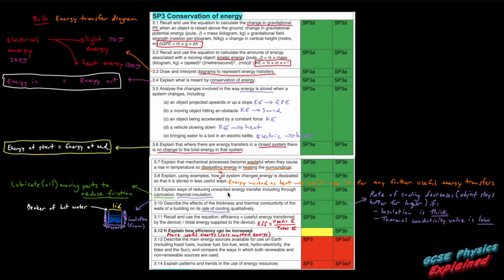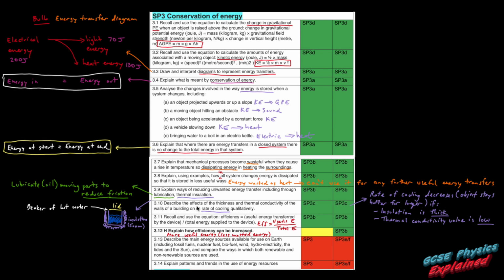Explain ways of reducing unwanted energy transfer, including through lubrication and thermal insulation. Lubrication just means using oil on any moving parts to reduce friction. Thermal insulation just means taking a beaker of some hot water or whatever inside and putting some insulation such as foam around it, and you can put a lid on the top as well. That will also reduce unwanted energy transfers.